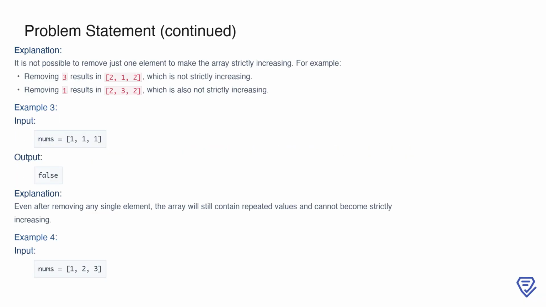In the third example, the input array is 1, 1, 1. This array contains repeated values, and no matter which single element you remove, the remaining array will still contain duplicates. For example, removing any 1 still leaves 1, 1, which is not strictly increasing. Hence, the output in this case is false. Finally, consider the input 1, 2, 3. This array is already strictly increasing because every element is smaller than the one that follows it. Since no removal is needed, the output is true.